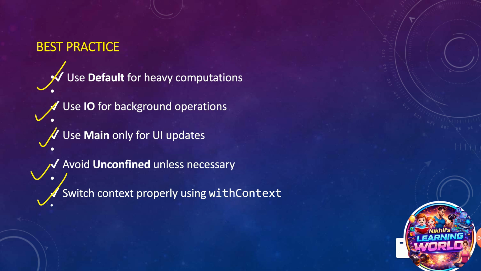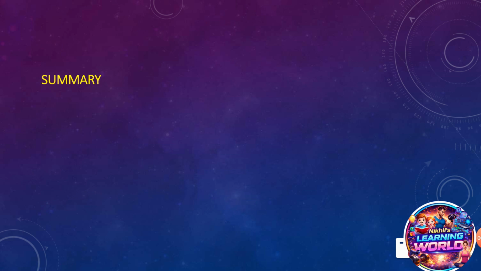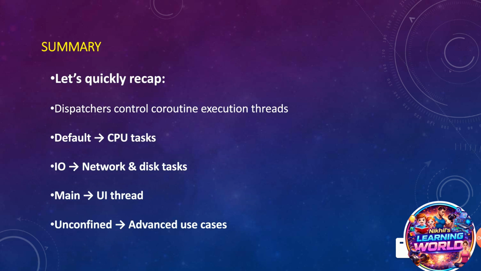Avoid Unconfined unnecessarily. Don't use it; majorly only three are used: Default, Input Output, and Main. These are the three major ones. So switch context properly with withContext. That is a major point.